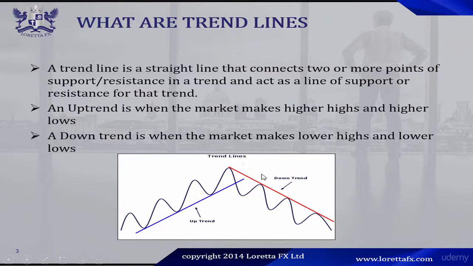Okay, this is a downtrend, this is an uptrend. So an uptrend is when the market makes higher highs and higher lows, while a downtrend is when the market is making lower highs and lower lows.